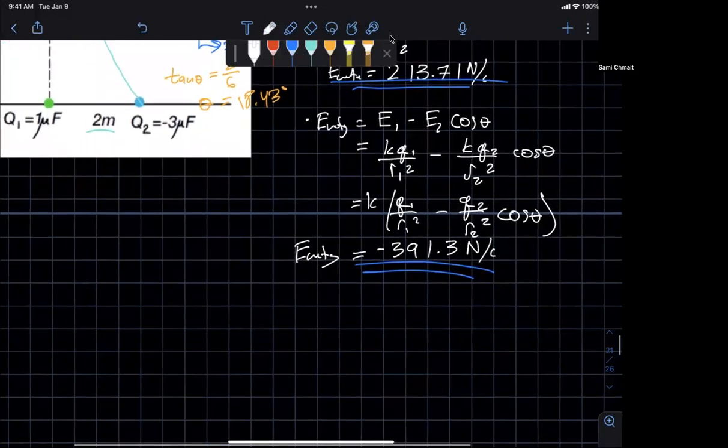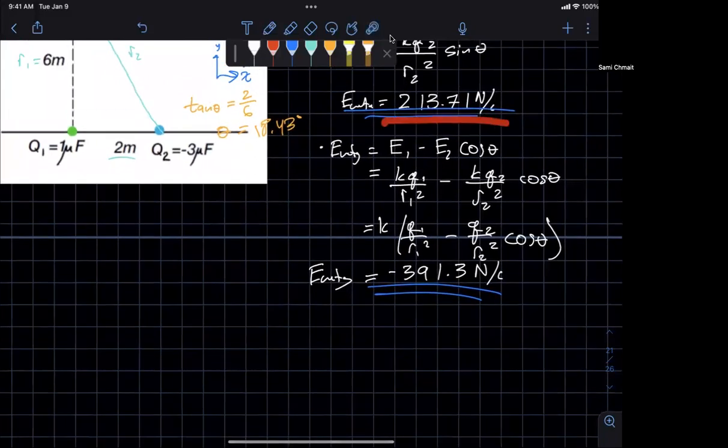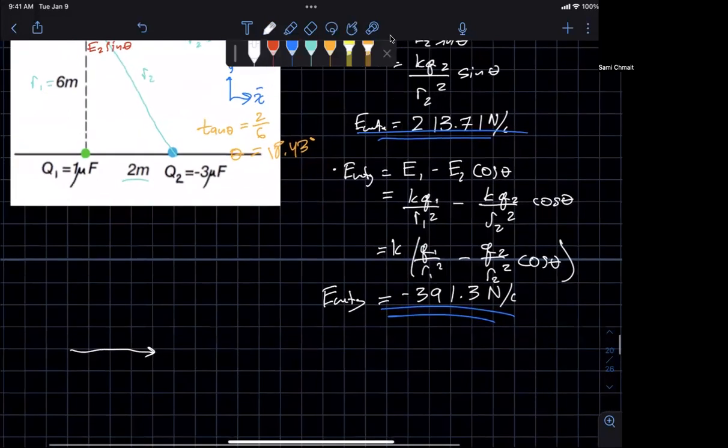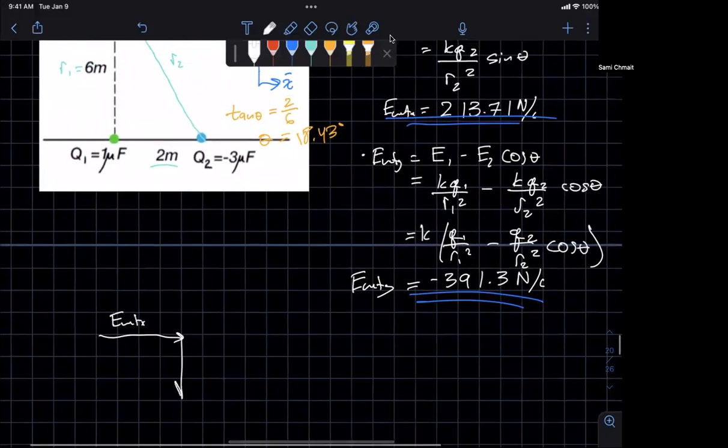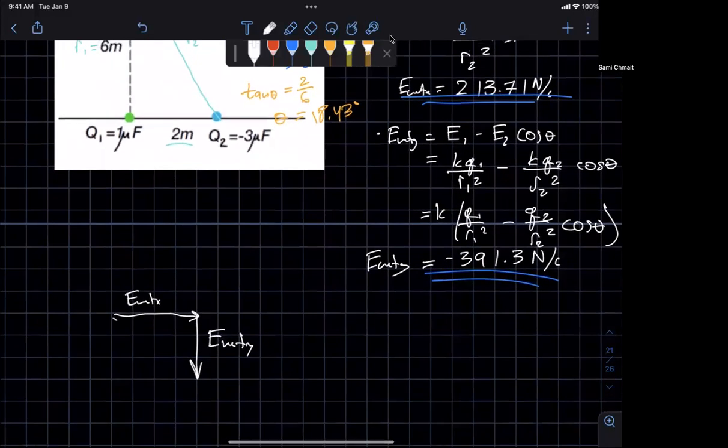At this point, we can build the E net triangle, right? So our E net x, that's that 213, is positive. So it's going to agree with our coordinate system in the positive direction. Let's call that E net x. And our E net y is negative. So that means it's going to be pointing downwards, right? So that's like tail to head vector addition from 135A. And now we just have to connect this tail to head, and that's E net. And let's call this angle right here theta prime.